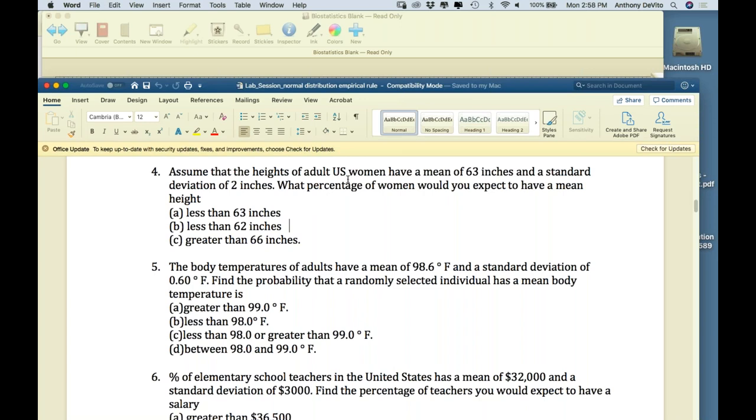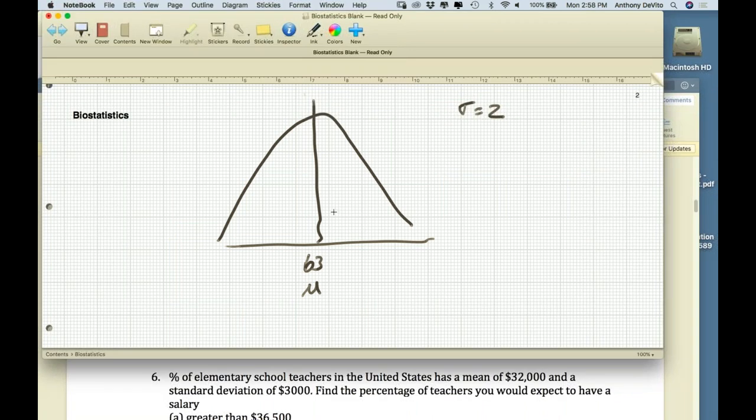Less than 62 inches. Oh, my goodness. Less than 62 inches. The area in here represents the number of people in this population, and the probability of selecting one person that would be below 62. And how many standard, well, let me use the formula.